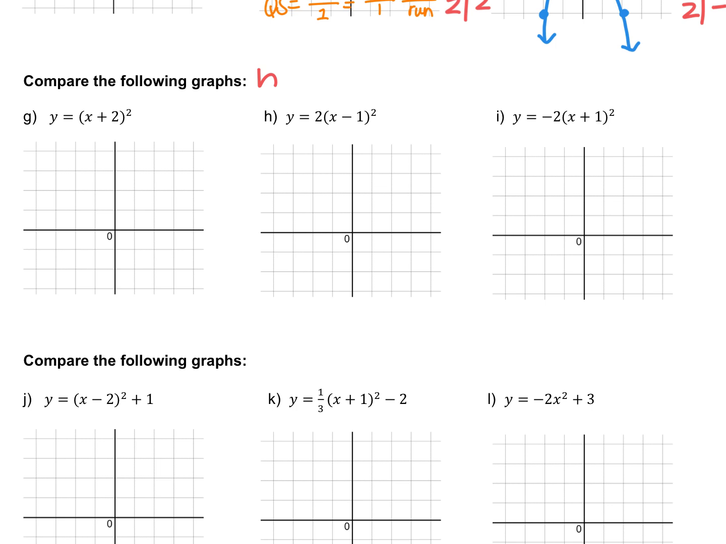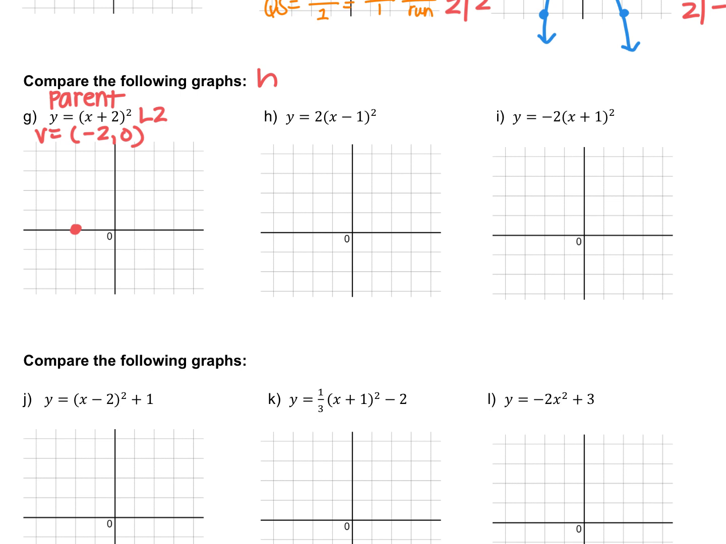Now, in g, we have y equals parentheses x plus 2. Remember, it's opposite of what I would normally think. Since it's plus 2, that means I'm going left 2. Is there a number in front of the parentheses? No, so it's still 1. This is still the parent function, just shifted left 2. So instead of my vertex being at 0, 0, my vertex is at -2, 0. Left 2, right here.